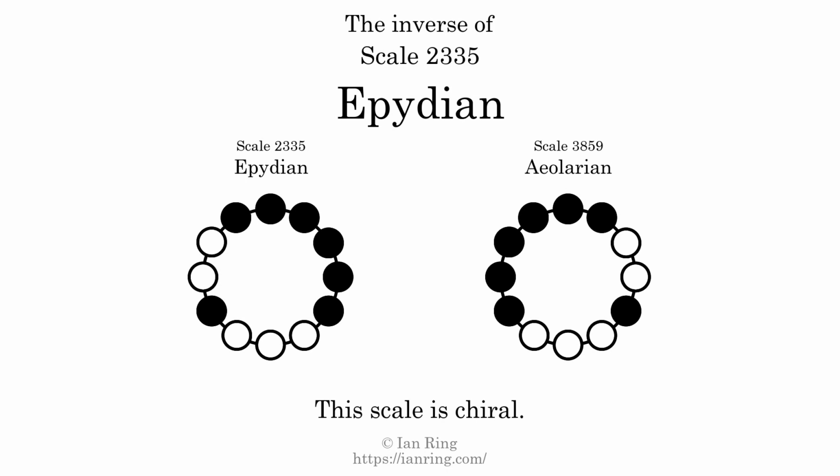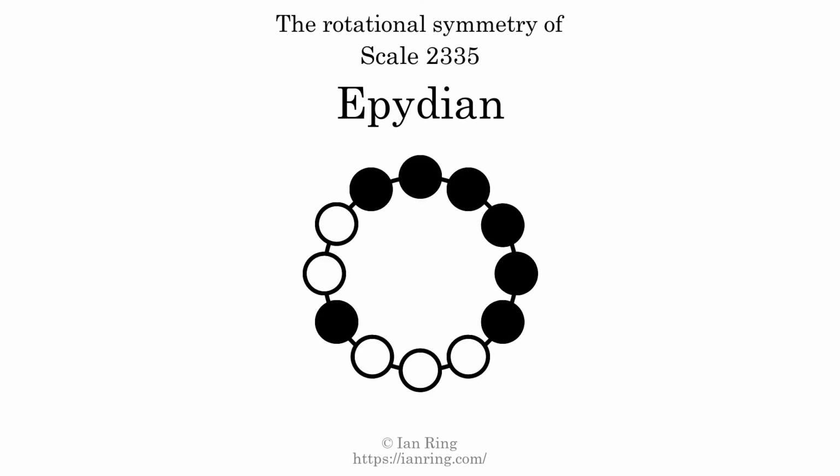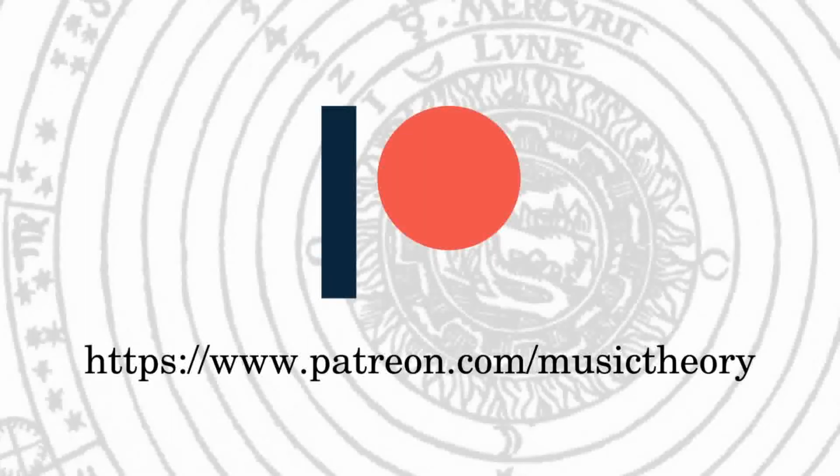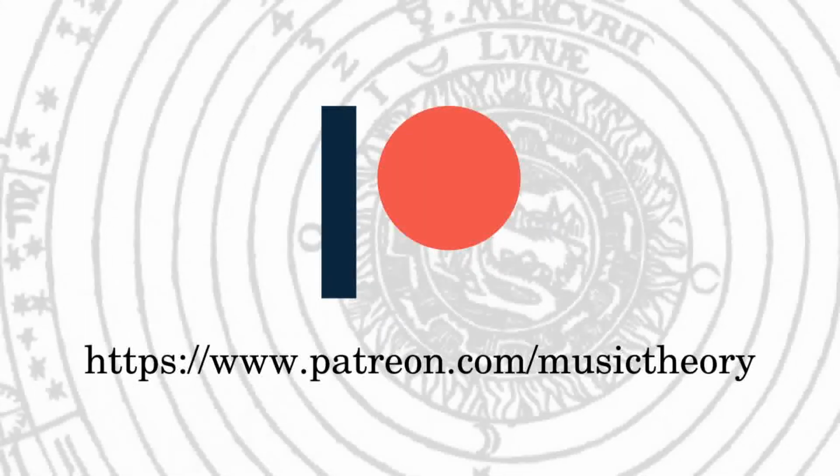The inverse of a scale is a mirror image. It is what you get when the sequence of intervals is reversed. The inverse of this scale is scale 3859, also known as Eulerian. This scale is chiral. It cannot transform into its inverse by rotational transformation. This scale has no rotational symmetry. For even more detail about this scale, visit ianring.com/musictheory/scales/2335.